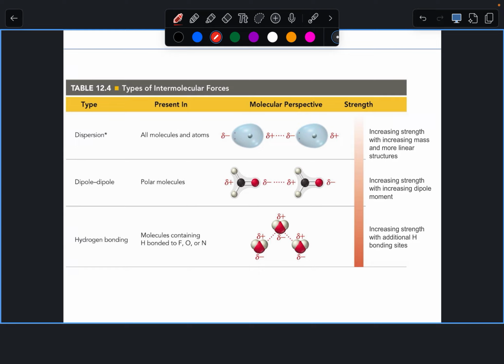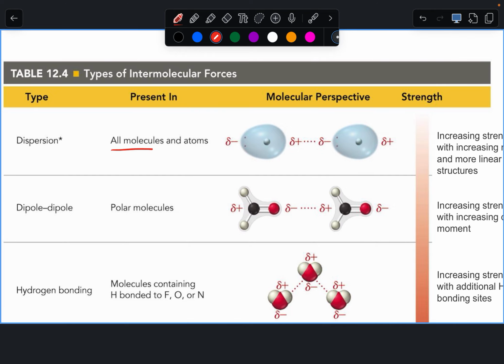Okay, so three main types of these intermolecular forces. And like I said, you're going to be able to look at the structure by the end of class and identify which of these three types it is. Okay, so the first one, like I said, all molecules and atoms have this. It's just that some only have this. Some molecules will only have these dispersion forces.